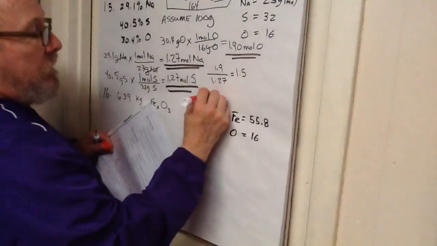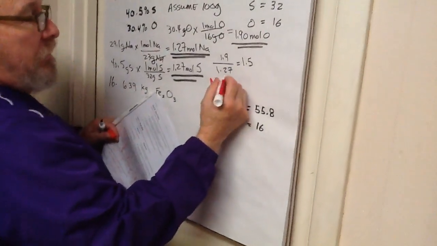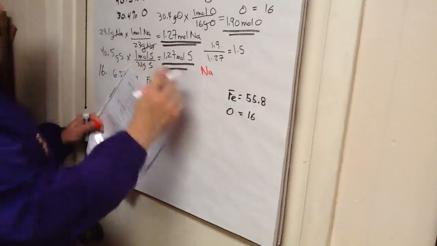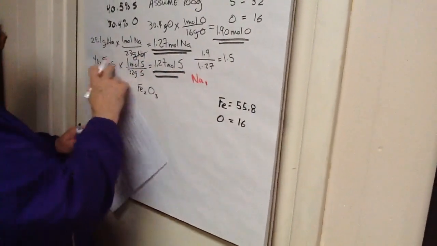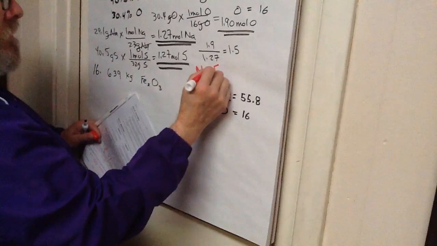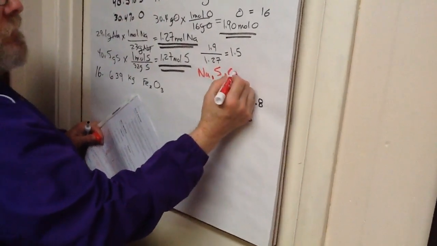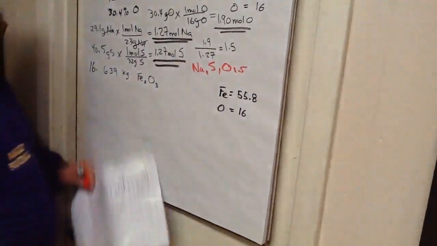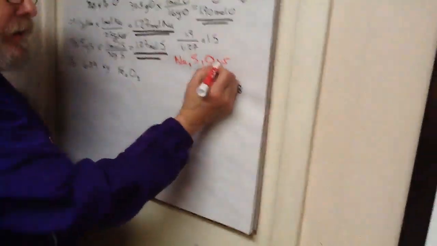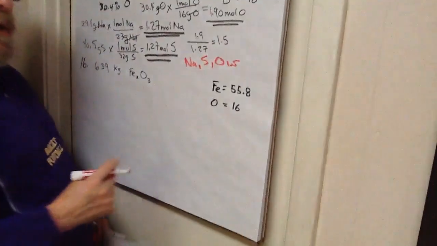So my formula is sodium 1.27, sodium 1, sulfur 1, and oxygen 1.5. Well, you can't have 1.5 atoms, so what do I do?